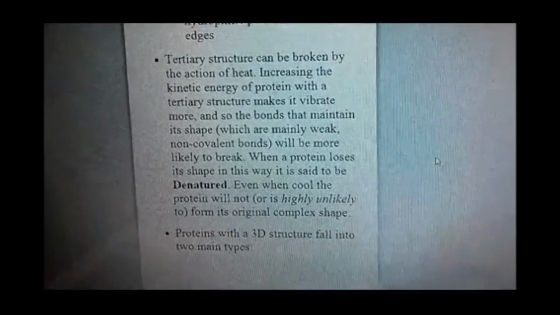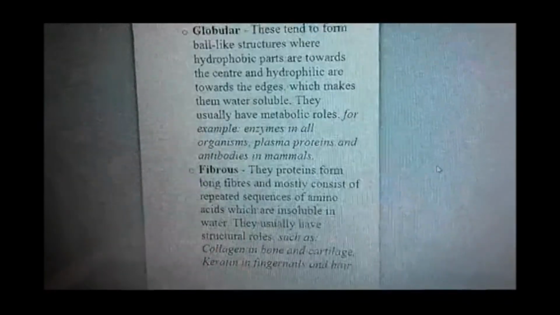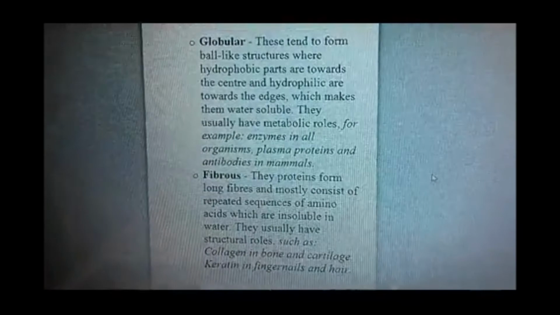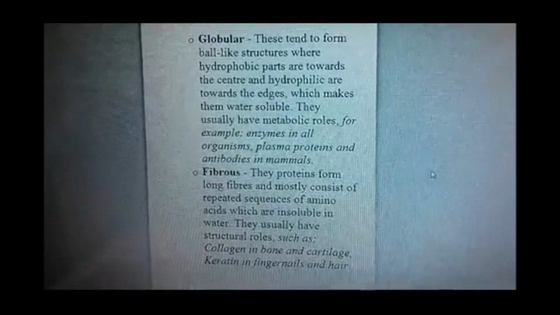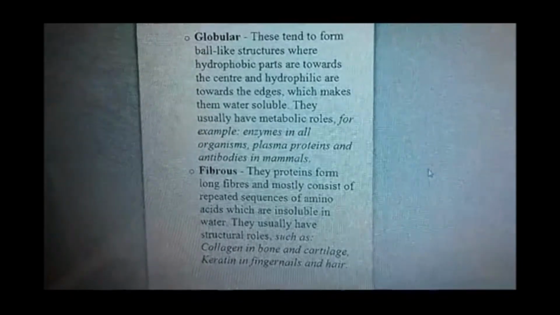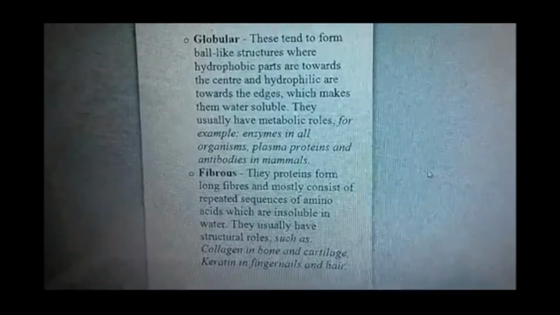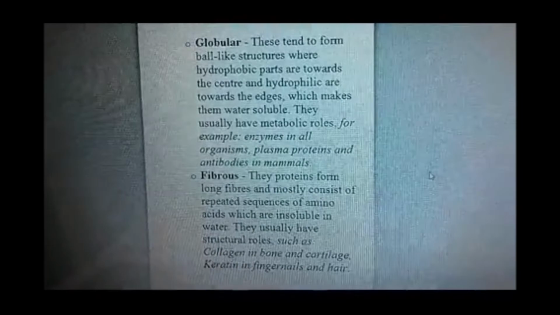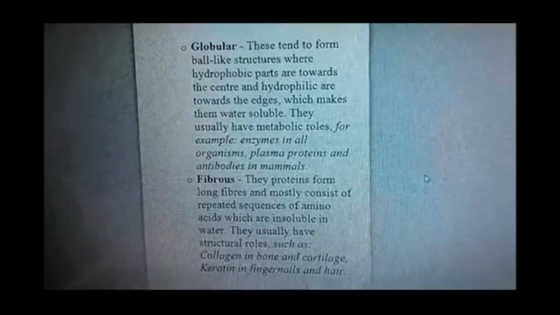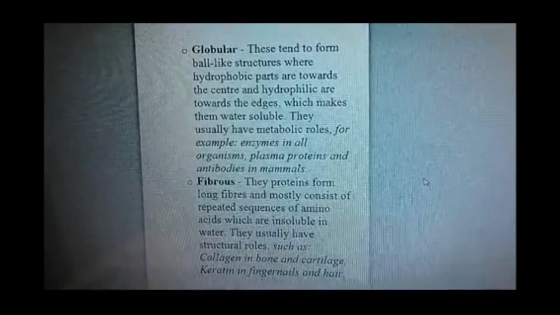Proteins with a 3D structure fall into 2 main types: globular and fibrous. Globular proteins tend to form ball-like structures where hydrophobic parts are towards the center and hydrophilic parts are towards the edge, which makes them water-soluble. They usually have metabolic roles. For example, enzymes in all organisms, plasma proteins, and antibodies in mammals.